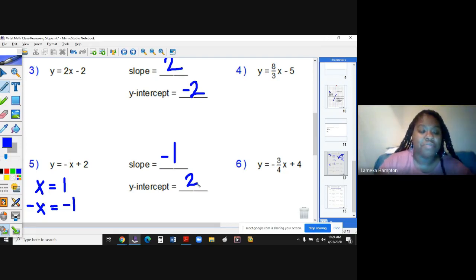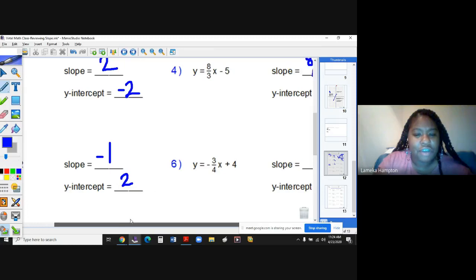So remember, it is already in y equals mx plus b. So that's the good news. We don't have to change anything or do anything out of the ordinary. My coefficient here is a -1 because my variable is negative. Okay, and then I have 2 as my y-intercept. Okay, so far so good, y'all.